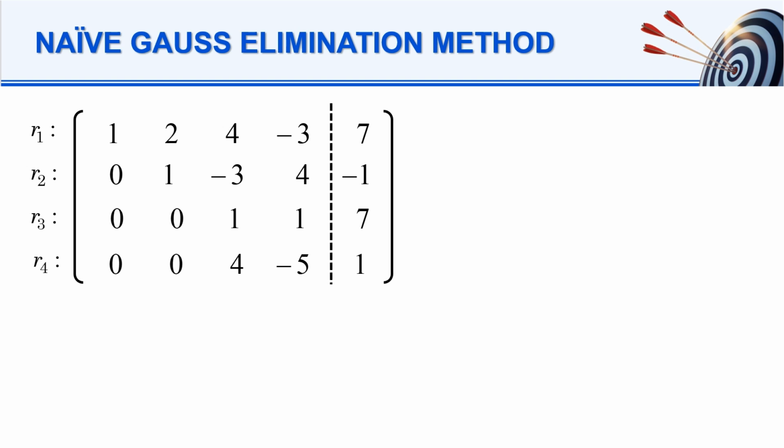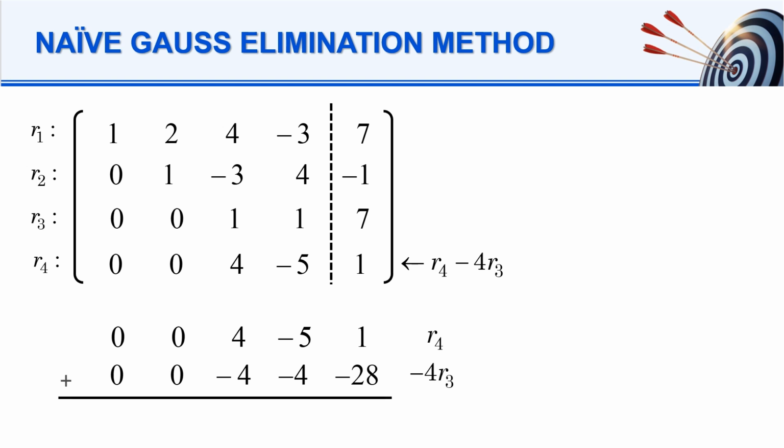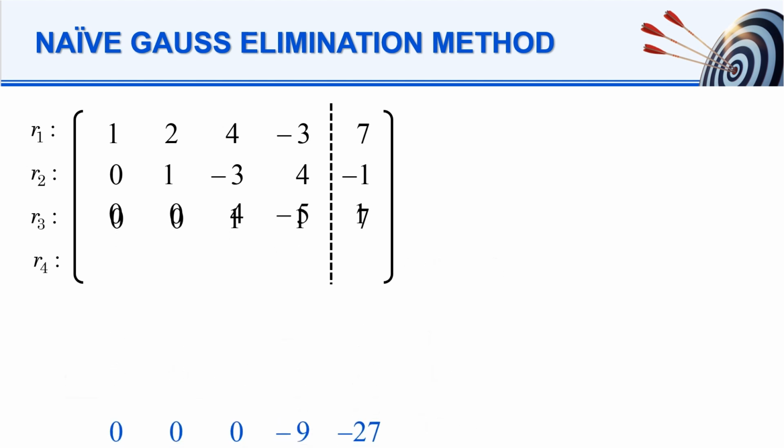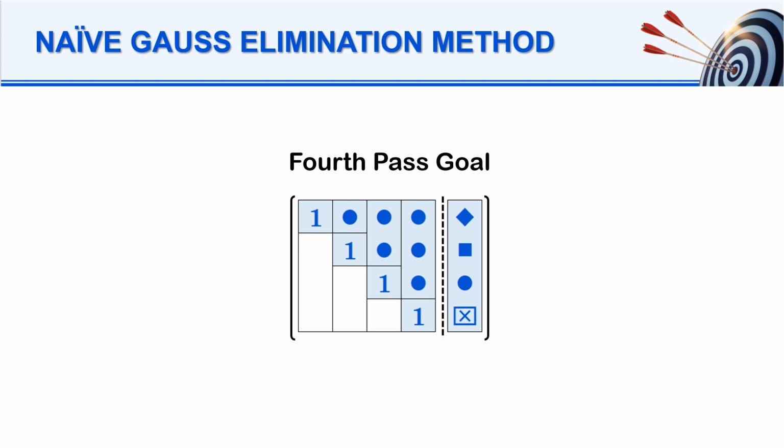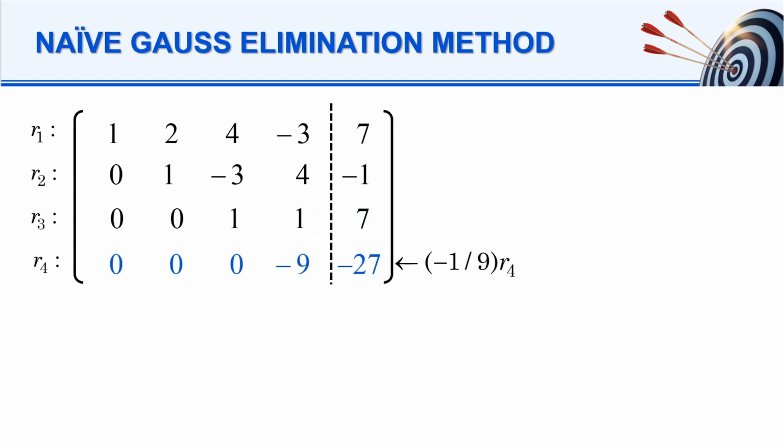Now, to eliminate 4 below the pivot, we multiply row 3 by minus 4 and add it to row 4. Then, row 4 is replaced with the resulting row operation. This also marks the end of the third pass. The goal of the fourth pass is to normalize the last row. The last row pivot is minus 9. Hence, scaling this row with minus 1 over 9, we complete the forward elimination procedure.